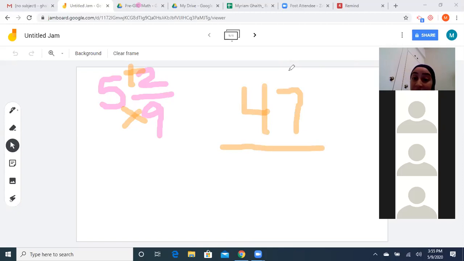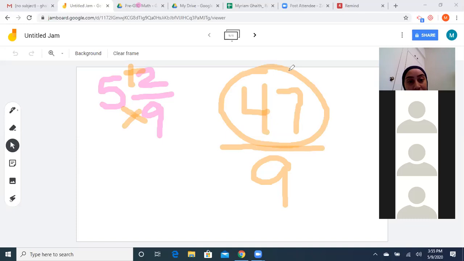9. Exactly, 9, because remember the denominator stays the same. Does everyone understand how we got this 47 up here? Okay. So again, we multiply the whole number by the denominator, and then we add the numerator. That gives us our total for the numerator.